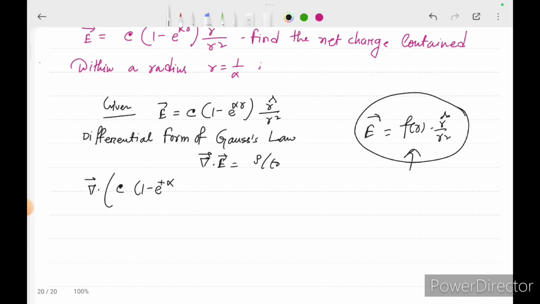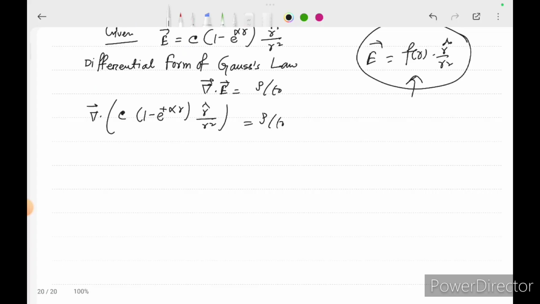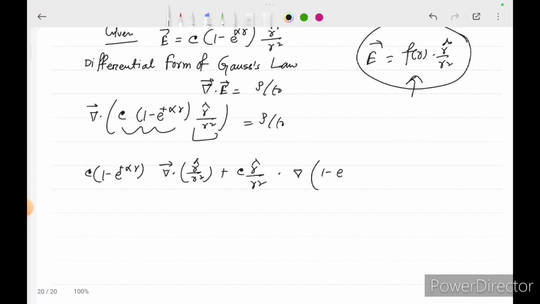So that is equals to C (1 minus e to the power alpha r) r cap upon r square, that is equals to rho upon epsilon. So how to solve this? This is the scalar part and this is the vector part. First of all we take the scalar part: C (1 minus e to the power alpha r) times divergence of r cap upon r square, plus C r cap upon r square dot gradient of the scalar part. This is a very important part, equal to rho upon epsilon naught.